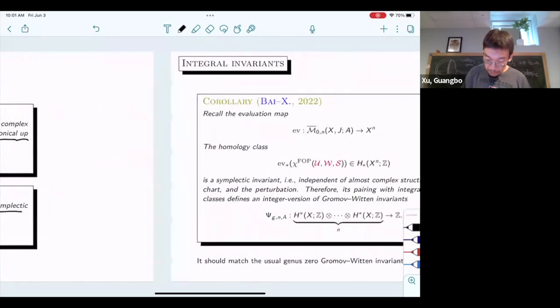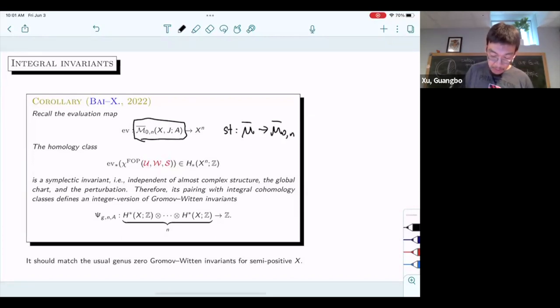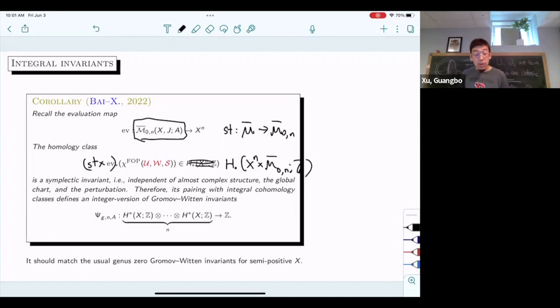Okay, so back to our situation. Just to combine what we did in the abstract setting and the construction of Abouzaid, McLean, Smith, if we consider a moduli space in genus zero, and I should also include this stabilization map, then you can hook up this integral homology class. You can cook up this FOP class on the associated derived orbifold chart and use the evaluation and stabilization map to push forward this integral class into the target as well as the genus zero Deligne-Mumford space. So this class will be a symplectic invariant.